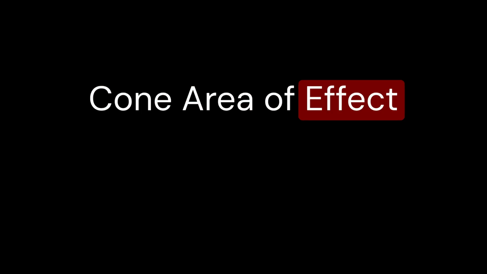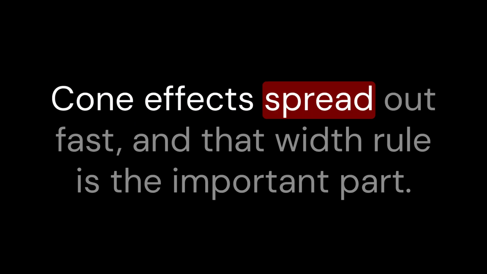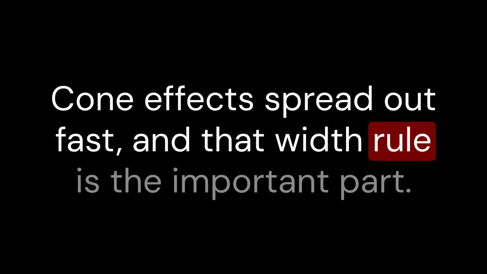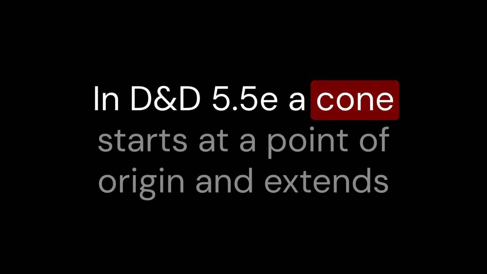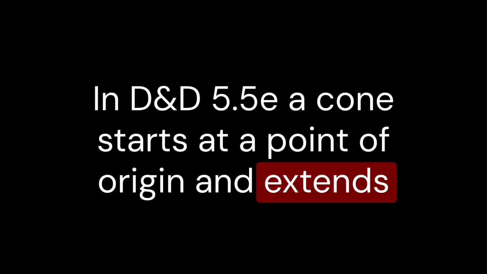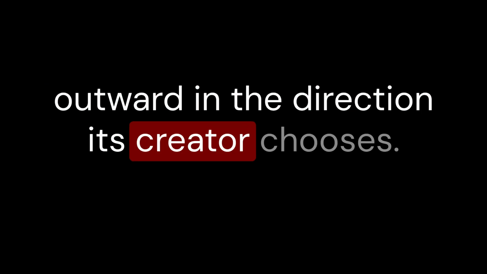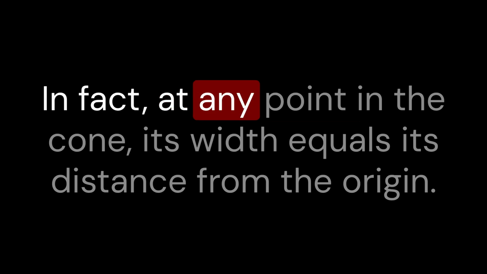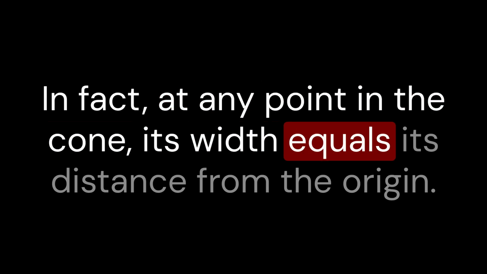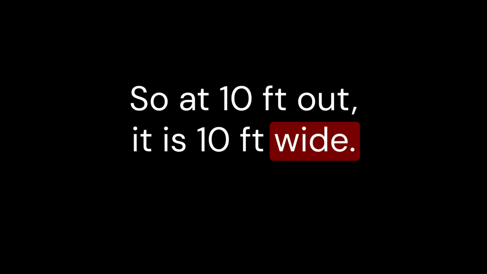Cone area of effect. Cone effects spread out fast, and that width rule is the important part. In D&D 5.5e, a cone starts at a point of origin and extends outward in the direction its creator chooses. As it travels, it spreads wider. In fact, at any point in the cone, its width equals its distance from the origin. So at 10 feet out, it is 10 feet wide. At 20 feet out, it is 20 feet wide.